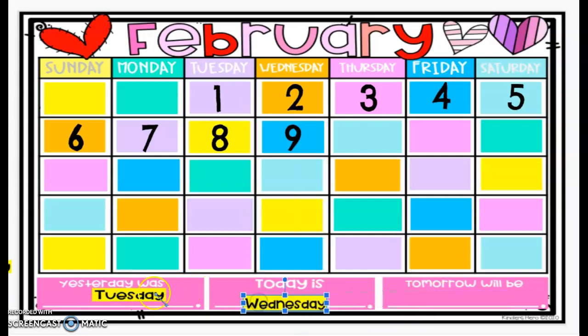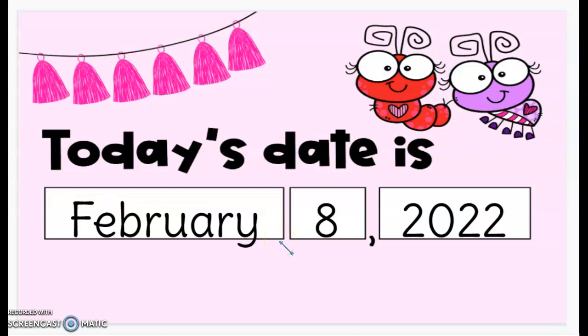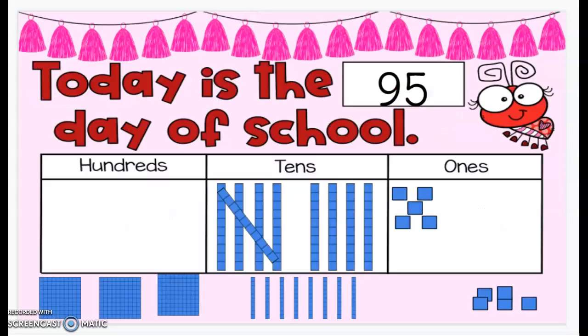Wednesday, and tomorrow will be Thursday. Good job. And if someone asks, you say today's date is February 9th, 2022. Good job. And if yesterday was 95 days of school, what comes after 95?